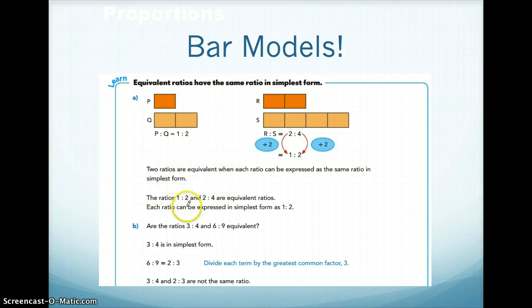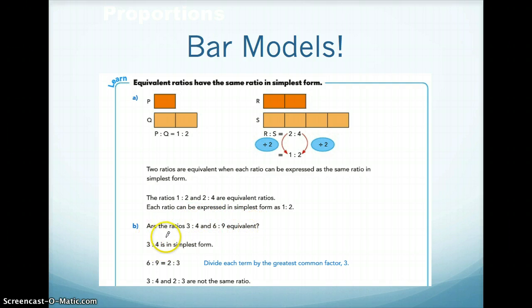The ratios 1 to 2 and 2 to 4 are equivalent ratios. Each ratio can be expressed in simplest form as 1 to 2, so these two are equivalent. Right? So part B says, are ratios 3 to 4 and 6 to 9 equivalent?